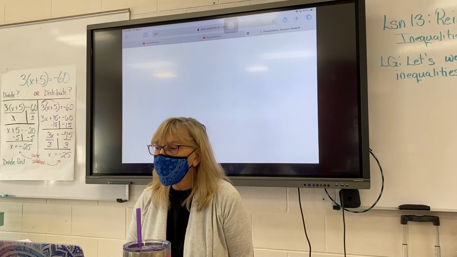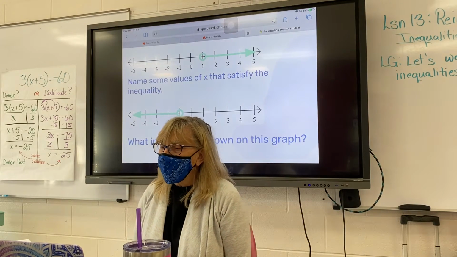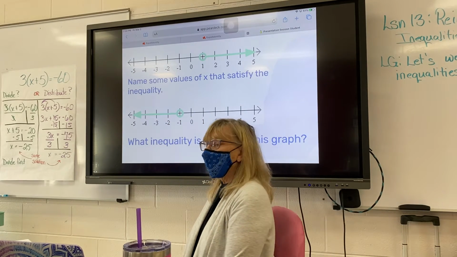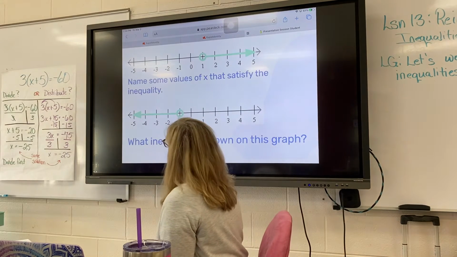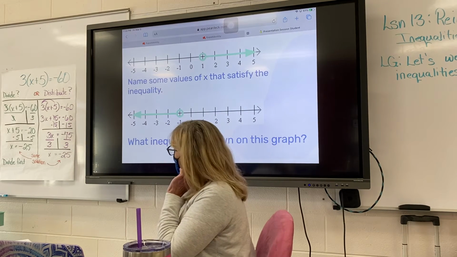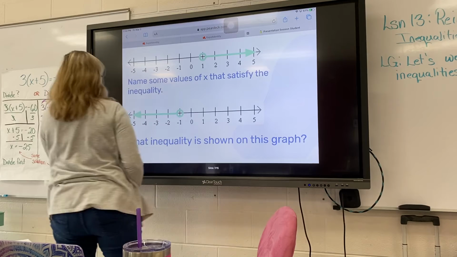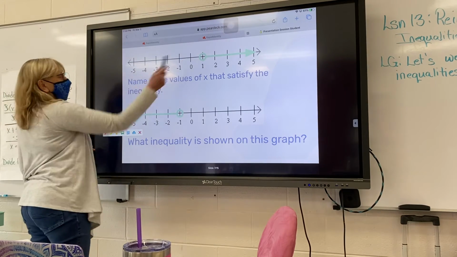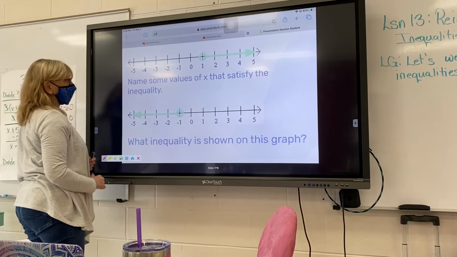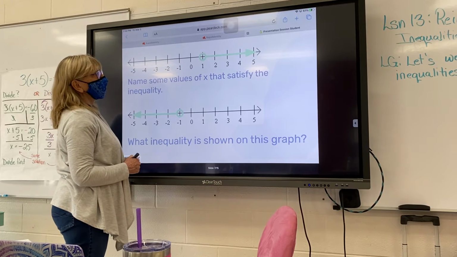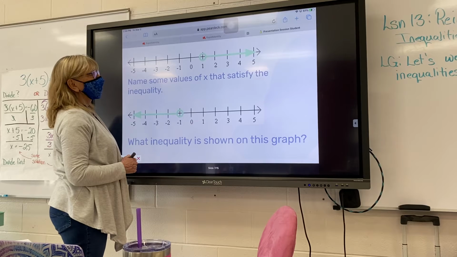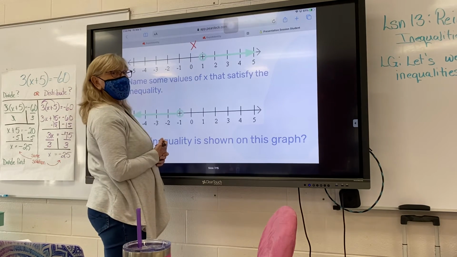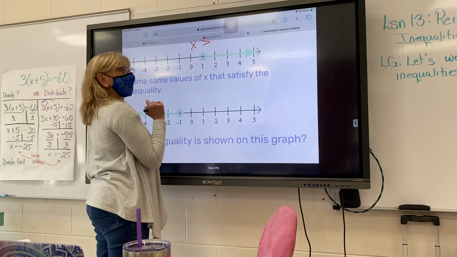All right. Name some values of x that satisfy that inequality. First off, what is that inequality? What is that graphing? Is it less than 5? Greater than or equal to? No, I think it's just greater than, because the circle's not closed. Okay, x is greater than 5.